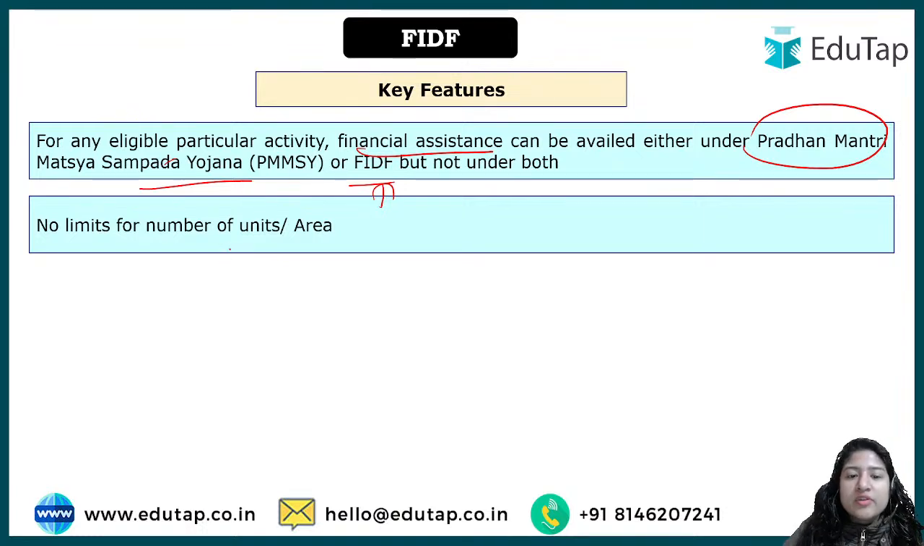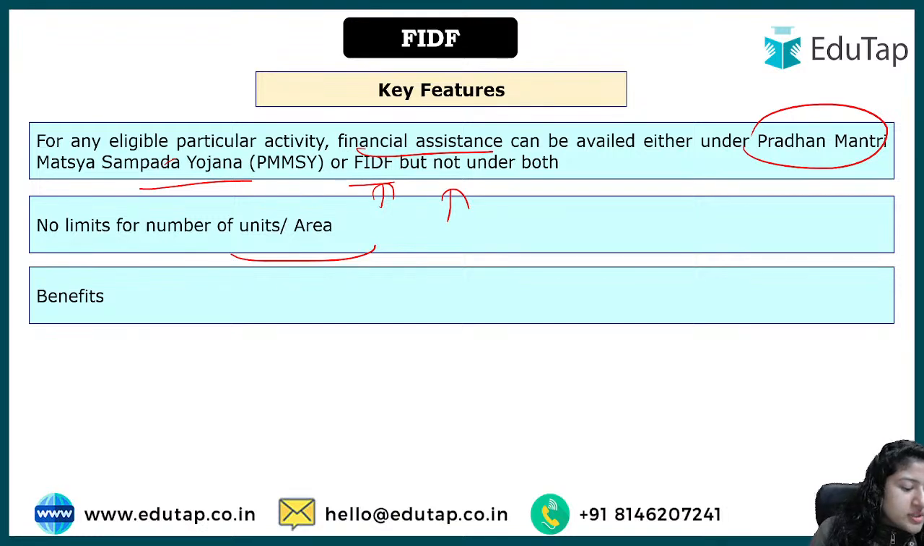No limits on the number of units or area. What does it mean? Look, you can take a loan under either of the schemes, right? But there is no limitation on how much area or how many units you can take a loan for. It can be the maximum possible area or the smallest possible area. So there is no minimum or maximum criterion for area or units, okay?